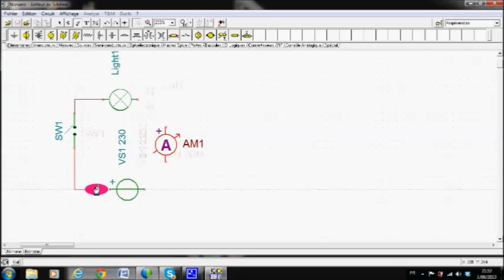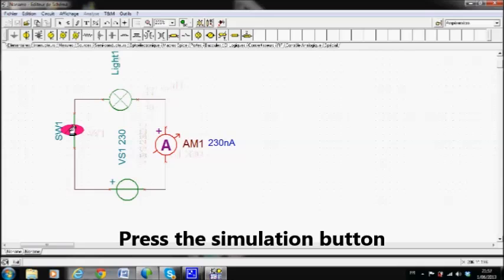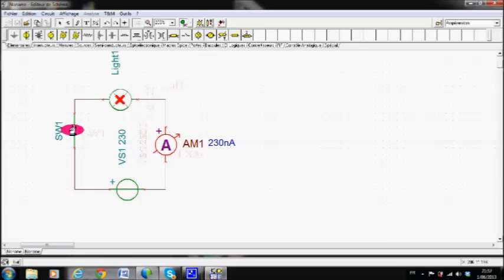I connect the switch to my power supply, and then I connect the power supply to my ammeter, and then my resistor, that is my electric bulb, to my ammeter to measure the current that flows through my circuit. Okay, I can simulate my sample here. Simulation. So I put my switch on.